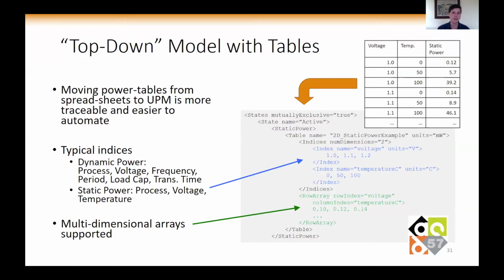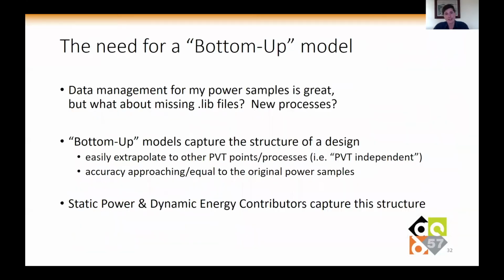And I've listed up here a number of the typical indices that we see for both dynamic power tables and static power tables. So in the UPM working group, we often call these top-down models because they are generated with a top-level view of the entire hierarchy. And they more or less represent the typical way in which we manage power data today. So great. So UPM helps me to manage my data more easily.